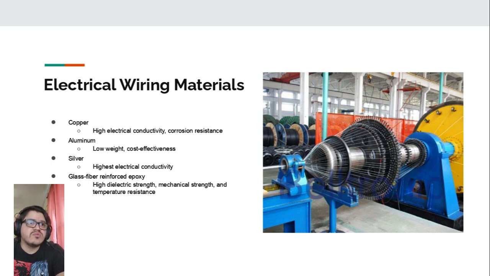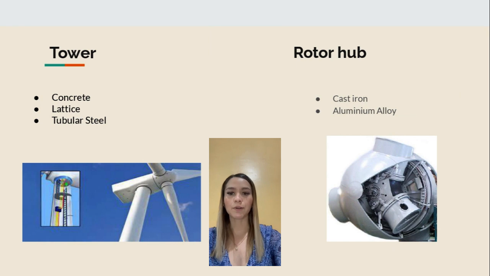For insulation, we use glass fiber reinforced epoxy. It's a high dielectric material. It has a good mechanical strength and it has a lot of temperature resistance. The material requirements for a tower can be concrete, lattice, and tubular steel. For the rotor hub, it can be cast iron and aluminum alloy.